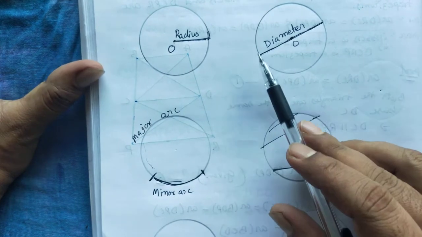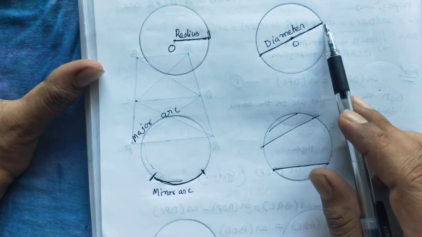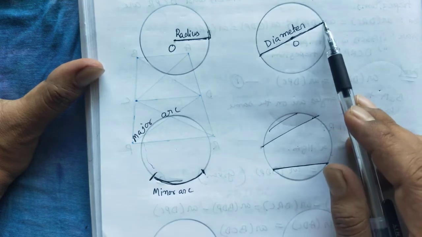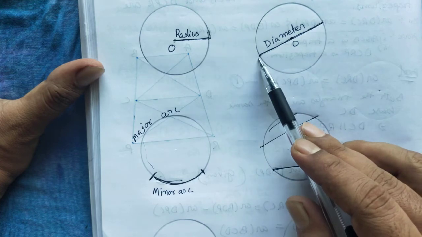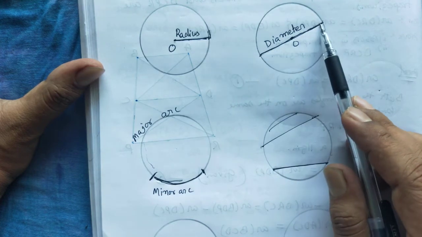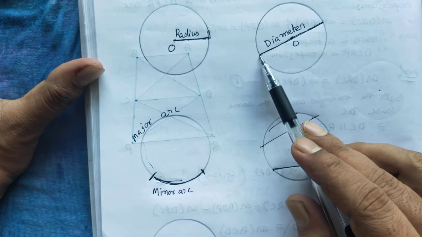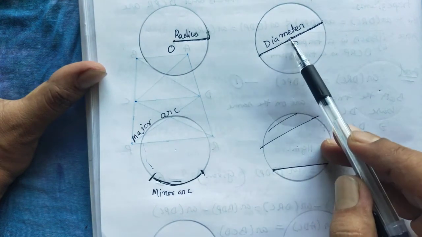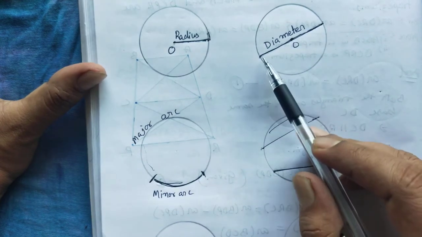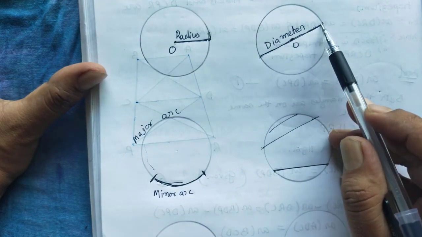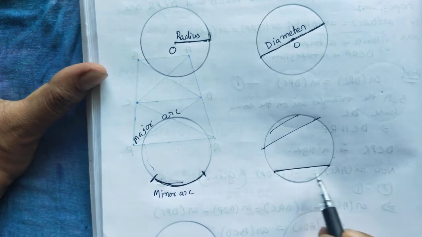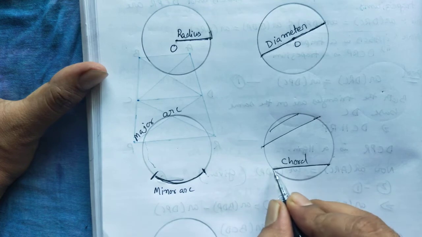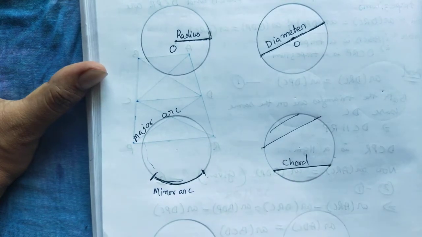Now, diameter is also a chord, as the endpoints are on the circumference, on the boundary of the circle. So diameter can also be a chord. But the difference between the chord and the diameter is that diameter passes through the center. So diameter is also known as the longest chord of the circle. We can make many chords. This is called a chord, whose endpoints are on the circle.